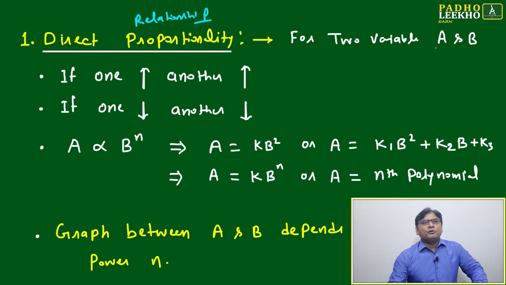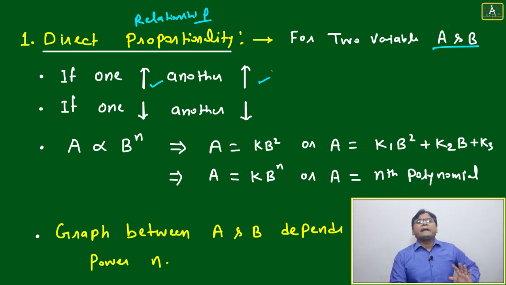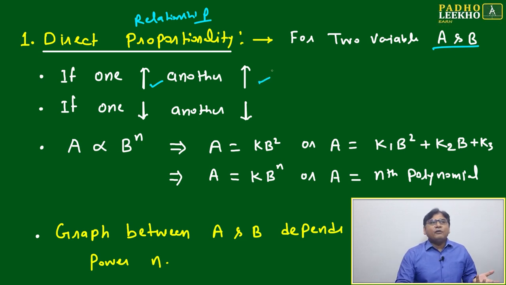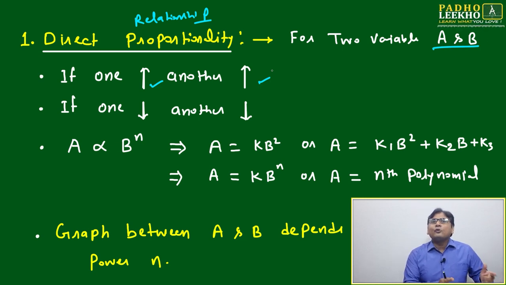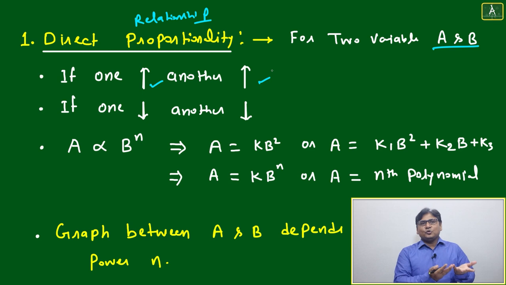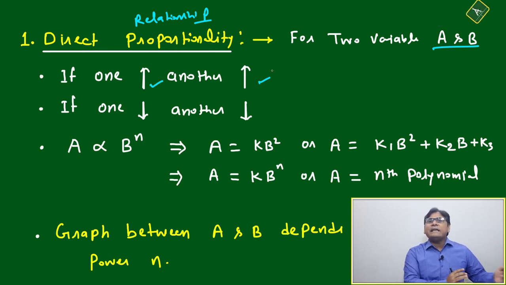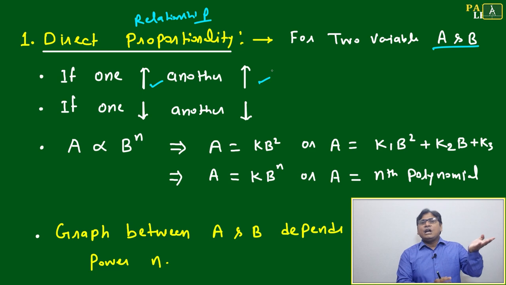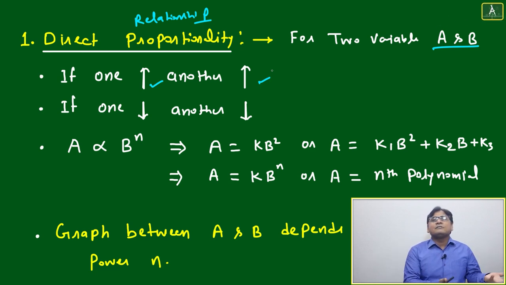Generally, it will be defined for two variables, A and B. Simple direct meaning is if one increases, then another also will increase. That is the meaning of direct relationship. It is not necessary both will increase by the same magnitude. Like if B has increased by 15%, then it is not necessary A also will increase by 15%. No, it is not necessary. That will depend on which kind of relationship we are dealing with.